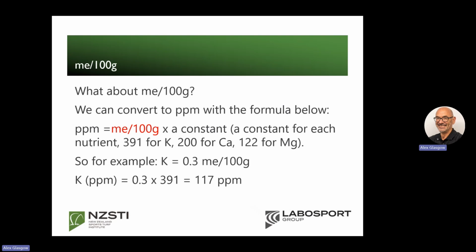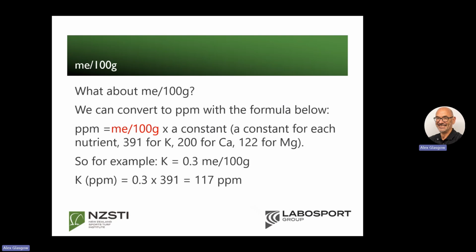To do this for potassium, say we got a soil test result of 0.3 milliequivalents per 100 grams. To work out potassium in parts per million, we go 0.3, that's the milliequivalents per 100 grams number from the soil test result, times 391, and that equals 117 parts per million. That's just to illustrate that you can convert that milliequivalents per 100 gram result to parts per million.